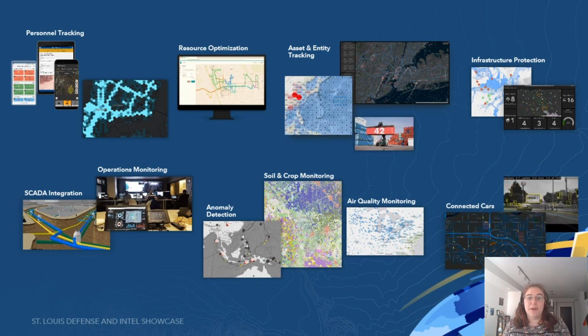ArcGIS Velocity is best suited for feeds from the Internet of Things, or IoT sensors, and cloud sources. Some examples of tasks that can be accomplished using ArcGIS Velocity range from personnel tracking to asset and entity tracking, to operations monitoring, anomaly detection, and so much more.